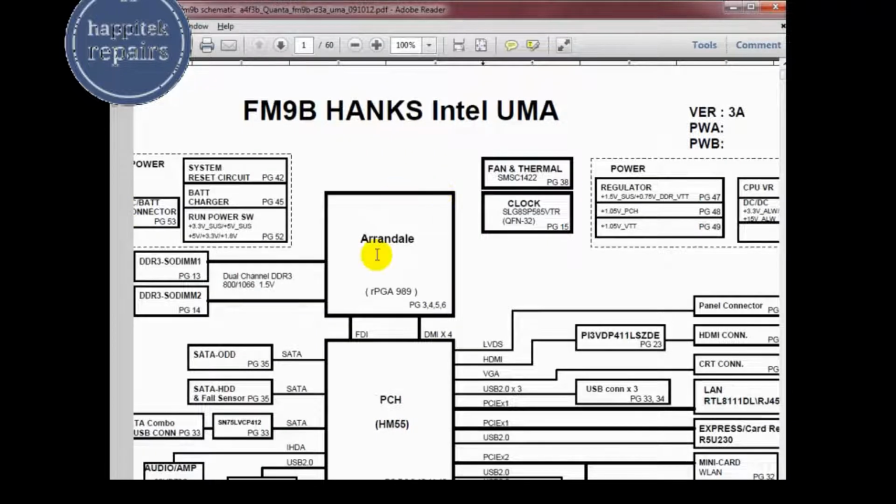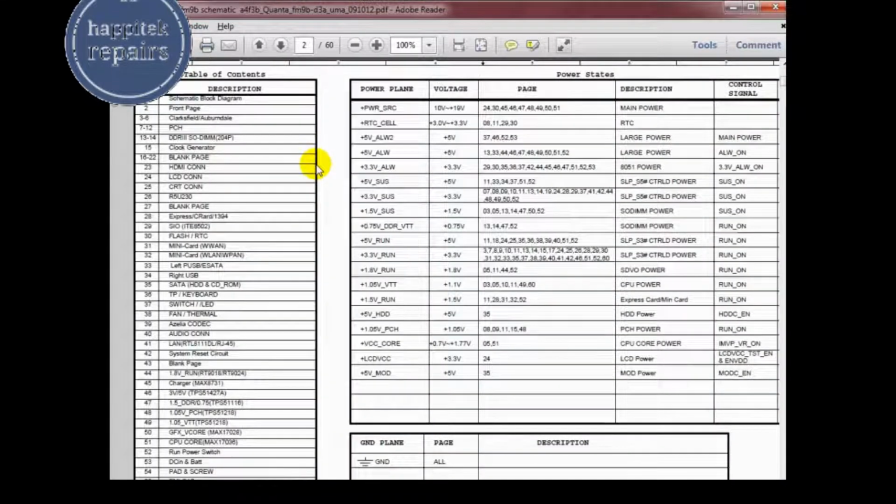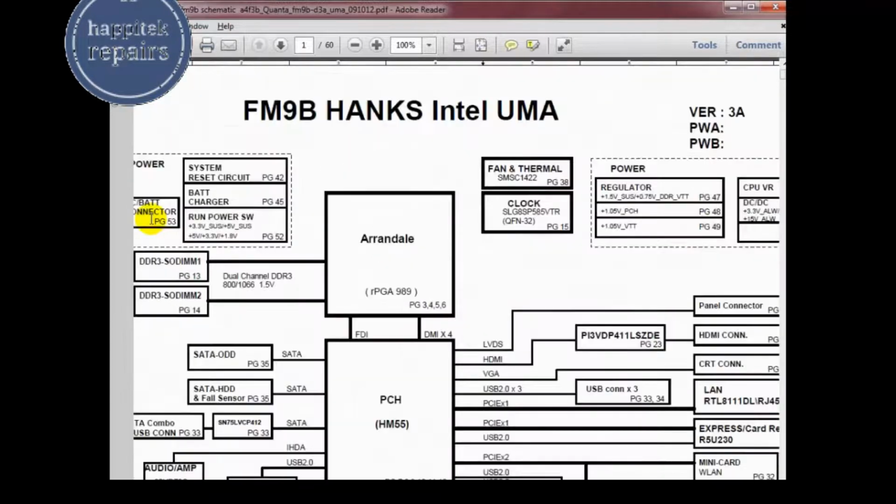Schematic is like this. This is your CPU, this is your PCH, this is FM98, meaning the diagram of the Dell Latitude 1558 model is there. This is your block diagram. When we go to the next page, it will be the power sequence. See here the schematic block diagram. This is a page number. On which page number? You can see the page number here also.